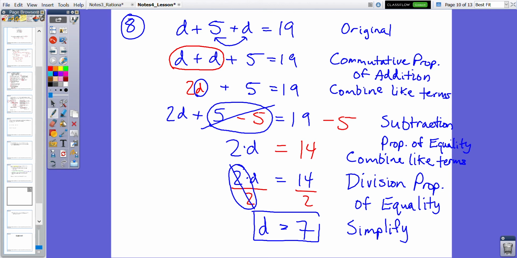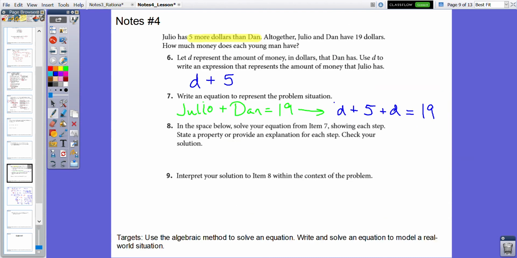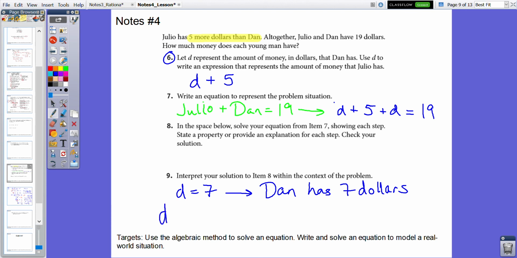So going back to our page, looking at number 9, interpret your solution to item 8 within the context of the problem. We know that d equals 7 was our solution. From this, that means that Dan has $7. And then the other part of it, like we see in number 6, is d plus 5. So what number would be 5 more than 7? Well, that would be 12. That means that Julio has $12.